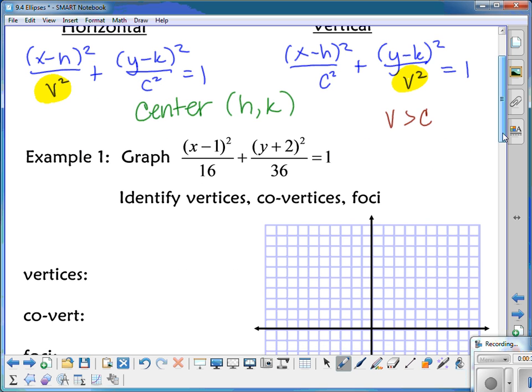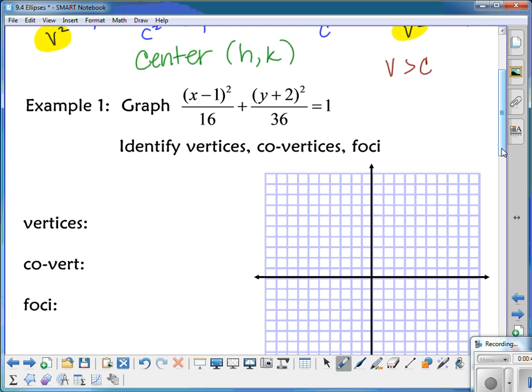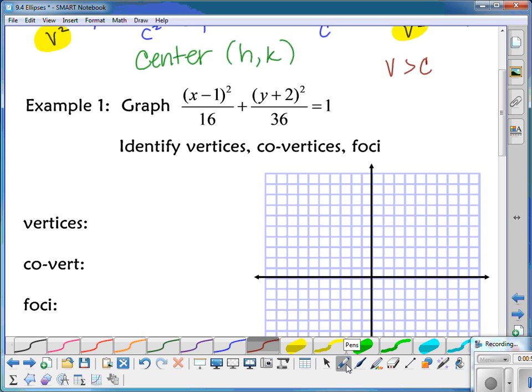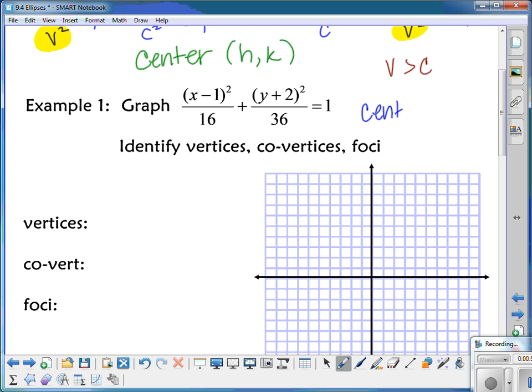Okay. So if I want to graph x minus 1, the quantity squared over 16, plus y plus 2 squared over 36, the first thing I want to know is where's the center, and is it horizontal or is it vertical? So first of all, where's the center? Right, we can just look at the h and k, and we get that it's 1, negative 2. It's just going to be the opposite because it's x minus h, y minus k. All right, and then the larger number is under the y squared, so what is it? Vertical. It's vertical.